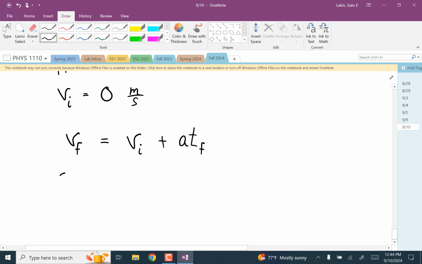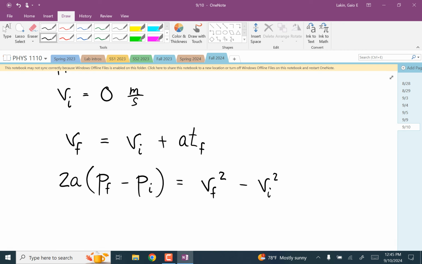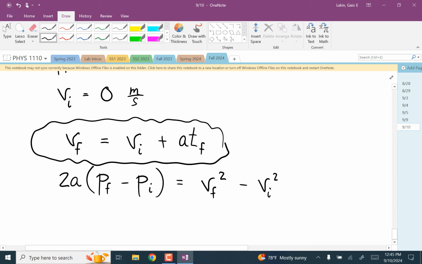The other one that will work is 2 times A times the quantity P final minus P initial is equal to V F squared minus V I squared. It has V F in it, and we know A, P F, P I, and V I. So that one will work too. So you could use either one of these, but always, if you have the choice of using this one, do it.